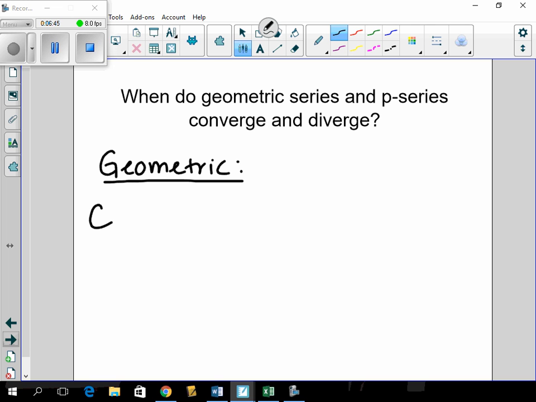it converges if the absolute value of r is less than 1. This could look like the series we talked about in the slides before, the sum from n equals 1 of 6 times (1/3) to the n minus 1. My r is 1/3. The absolute value of 1/3 is less than 1, so that series is going to converge. And if I think about the terms that we listed out, the terms kept getting smaller. It looked like it was getting close to some number.